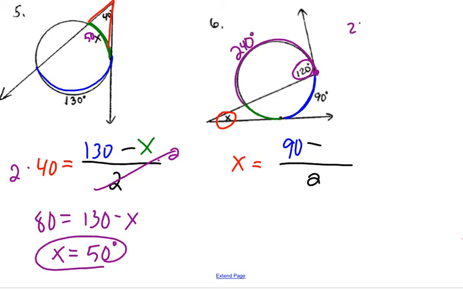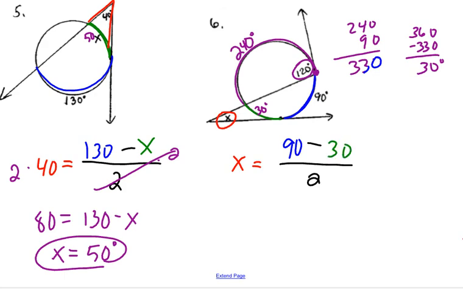Now I can go ahead and do 240 plus 90 and get 330. Whoops, that was supposed to be 330. And then go ahead and do 360 minus 330 to give me 30 degrees for that green arc. Now I'm set up to go back to my exterior angle theorem. Angle is equal to arc minus arc divided by 2.